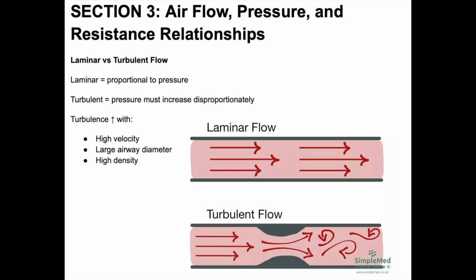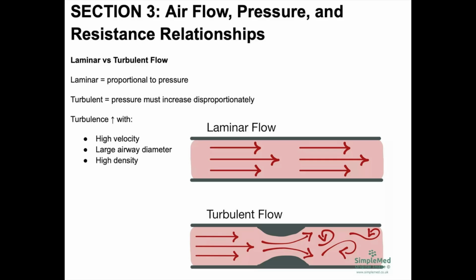Okay, so this slide is pretty simple, but it can get confusing. Laminar flow is smooth and orderly. Pressure and flow are proportional. That's predictable. Turbulent flow is chaotic. Now pressure must increase disproportionately to generate the same flow.